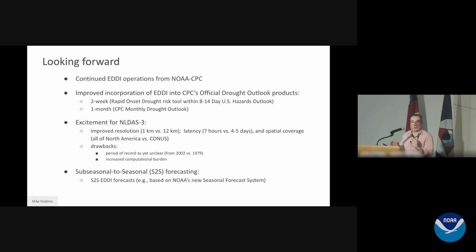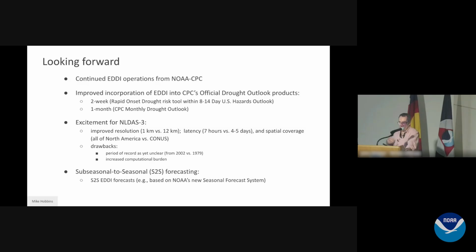The period of record that can underlie that sort of climatology is as yet unclear, and how we're going to work that. It might be shorter. And what's happening at the CPC is this forecasting effort that they've been driving. We haven't talked about that because it's not ready for prime time yet. This new SFS forecast will provide daily meteorological data that can be used to derive EDDI, meaning that we can produce EDDI forecasts up to 12 months lead time.